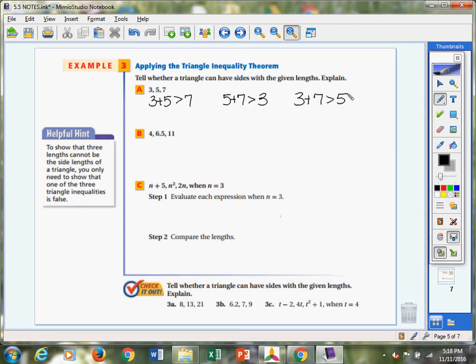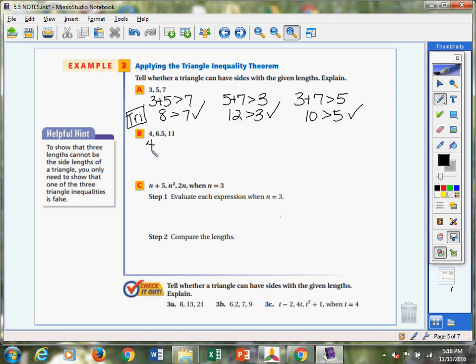So I took the first side plus the second side. Is that bigger than the third side? Then I did the second side and the third side. Is that bigger than the first side? And then I did first and third. Is that bigger than the second side? All right, so let's let the numbers tell us what the story is. Is 8 bigger than 7? Yes. Is 12 bigger than 3? Yes. Is 10 bigger than 5? Yes. Then we have a triangle. Okay? 3, 5, and 7 form a triangle. It works.